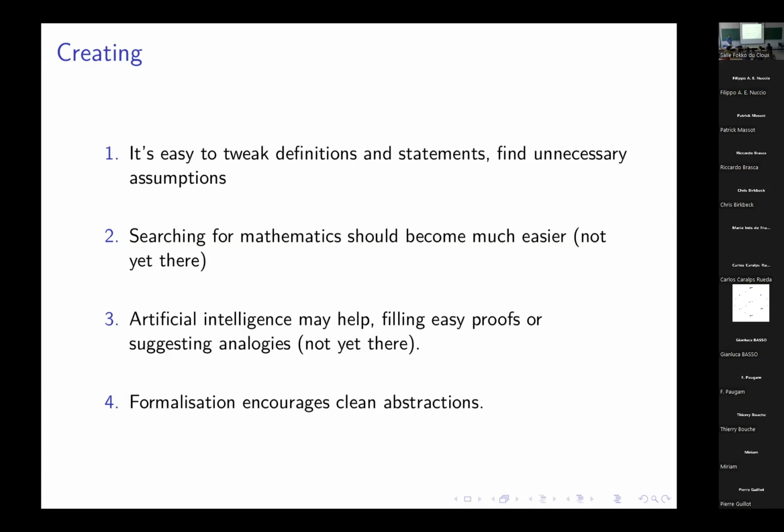But there are people who are very optimistic. I know those guys working in artificial intelligence, they are very optimistic. But again, it's easy to look back: 10 years ago, people playing Go felt completely safe, sure that the computer would never be able to play Go correctly, and that the people playing chess were so stupid to play a game that computers could play, and now they are not laughing anymore. So you should be careful. But anyway, artificial intelligence may also help with filling in easy proofs or suggesting analogies, maybe.